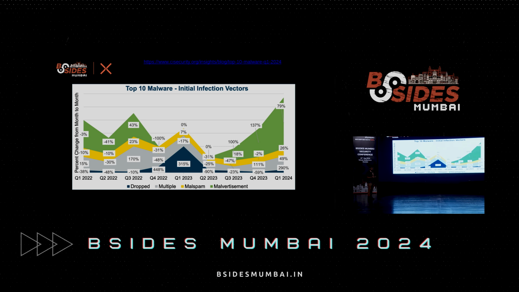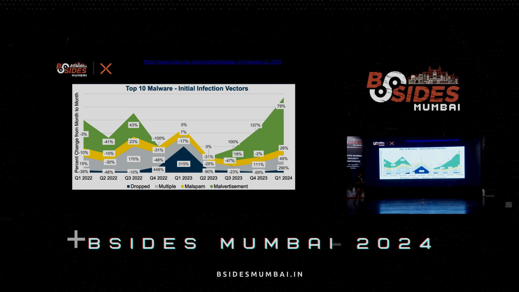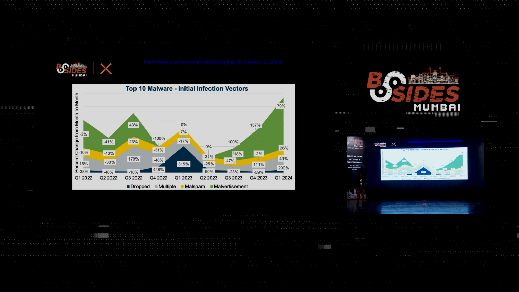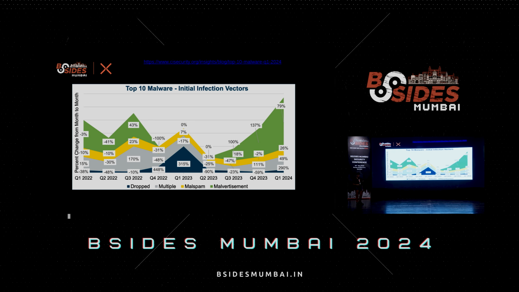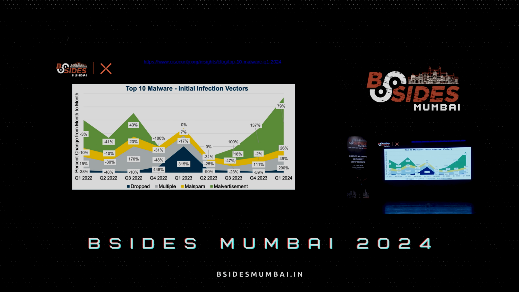Every Google search you do, I mean, every day you use Google, right? Every Google search you do, if you are searching for anything free, there is a slight chance that what you find is malware. So in Q1 2024, 79% of all the malware delivered is from malvertisement. And then there is drop malware, then there is mal spam.